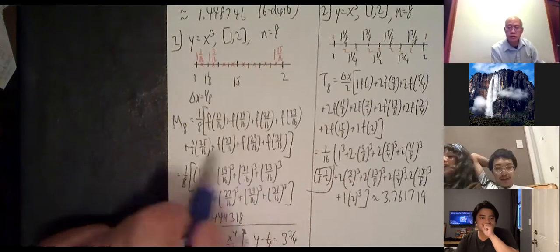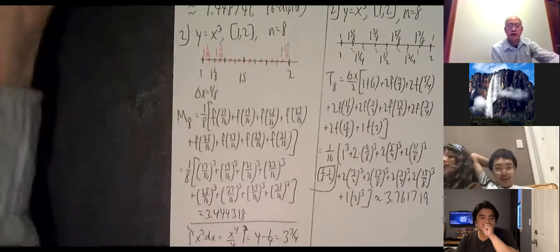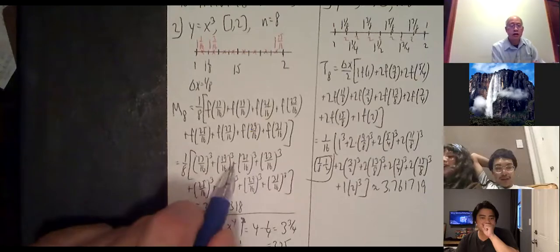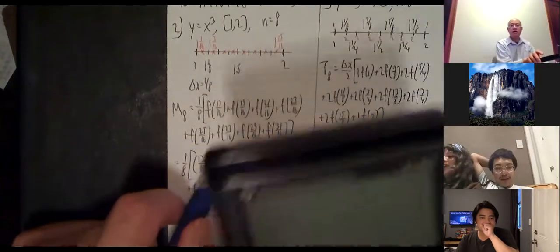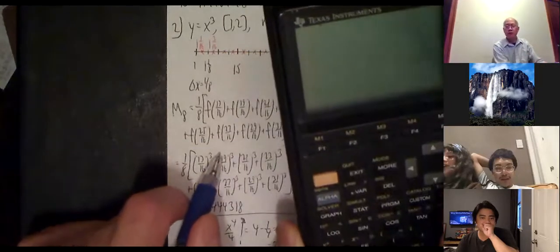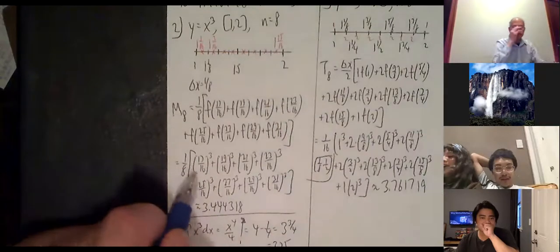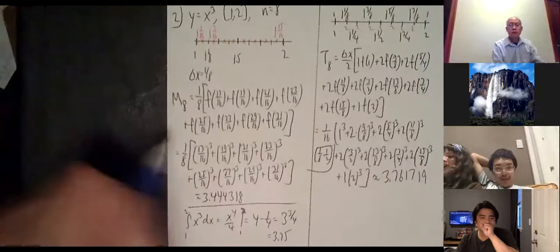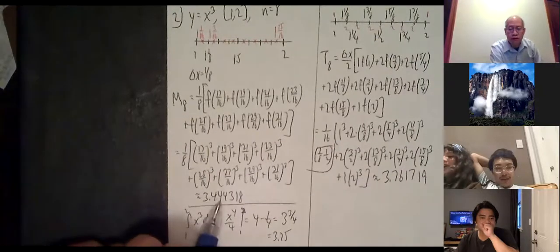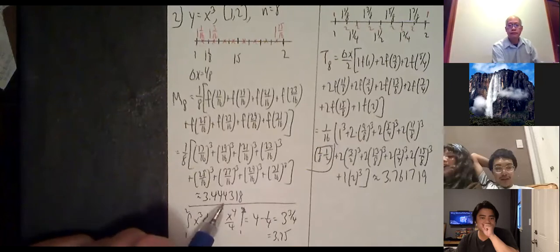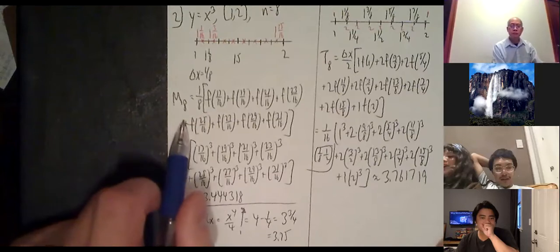Punch it in your calculator. You can do it as well as I can. I'll just give you the final result. You want to go back and check that this comes out to be what I have also. Don't just take my word for it. I've been wrong before, and I'll be wrong again. I might have typed it in wrong sometimes. So punch all this in. 3.444318 is what I got. So that's our approximation using midpoints.